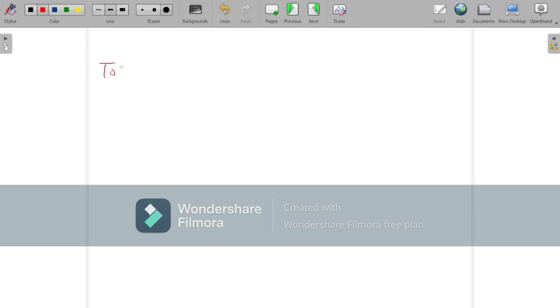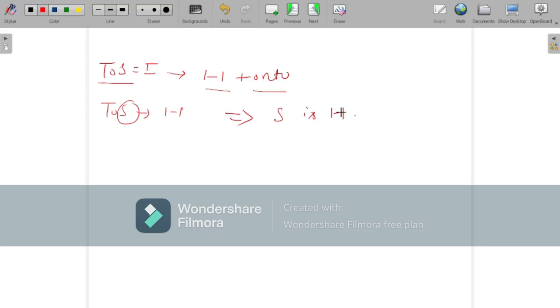T composition S is an identity map, and we know that an identity map is a bijective map, that means 1-1 plus onto. So T composition S map is 1-1 plus onto. See, T composition S is 1-1, so this will imply that the map S is 1-1. And T composition S is onto, so this will imply that T is an onto map. This is given to us.